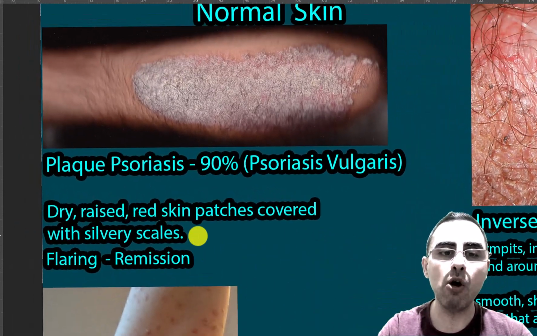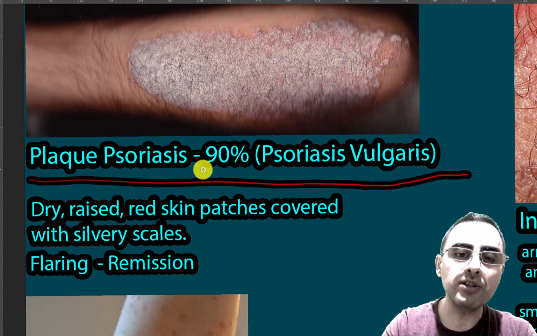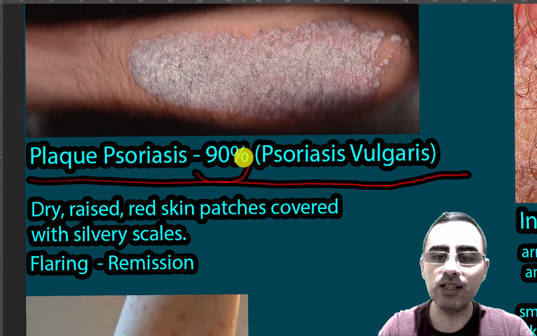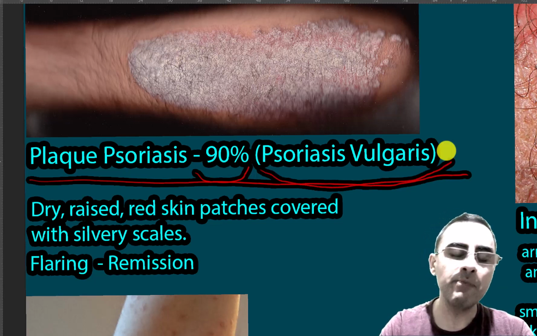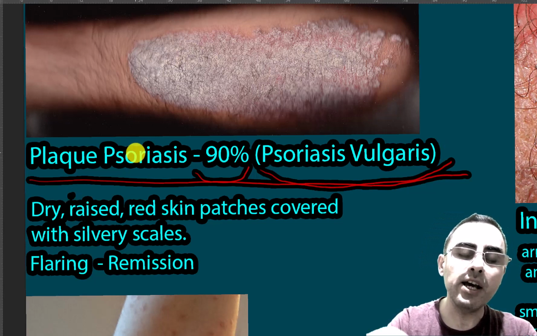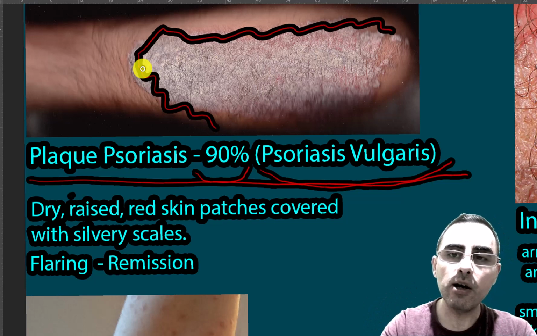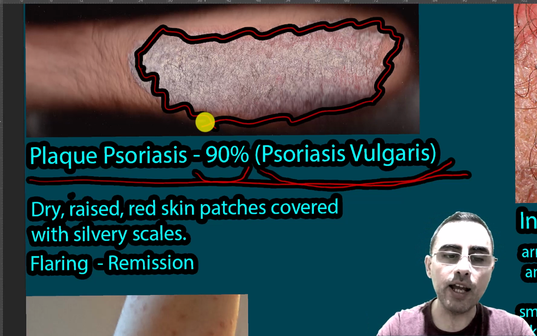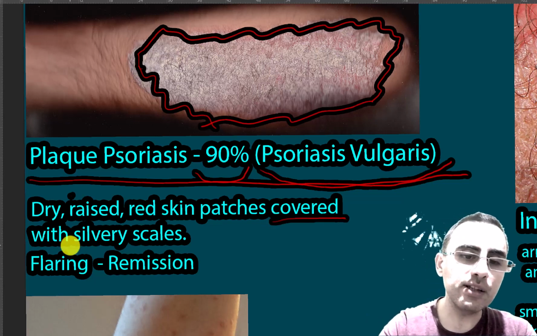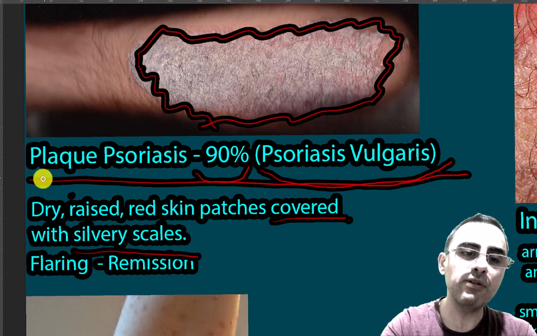The first and most common type is plaque psoriasis. Plaque psoriasis occurs in 90% of cases, and it is also called psoriasis vulgaris. It causes dry, raised, scaly patches, usually on elbows, on knees and lower back, and they are covered with silvery scales. Silvery scales are important in case of plaque psoriasis.